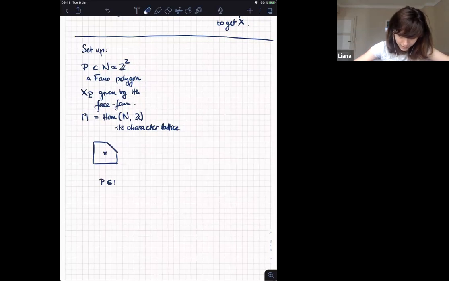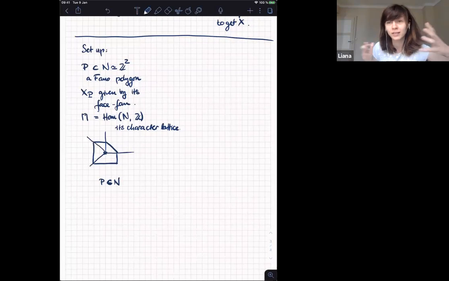I can do its face fan, so I connect the origin of the lattice with all of its vertices. I get a complete fan. I can build a toric variety starting from this complete fan by gluing together all sorts of affine pieces. You don't need to know this if you're not familiar with it. But here we go. So this is part of the beginning setup.